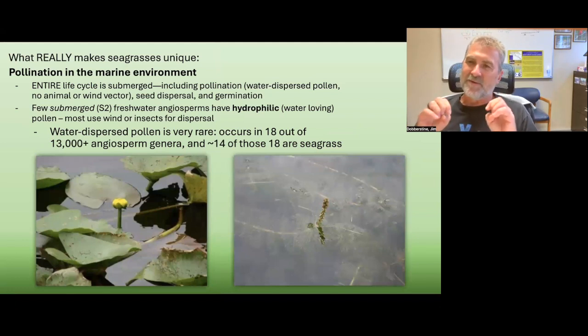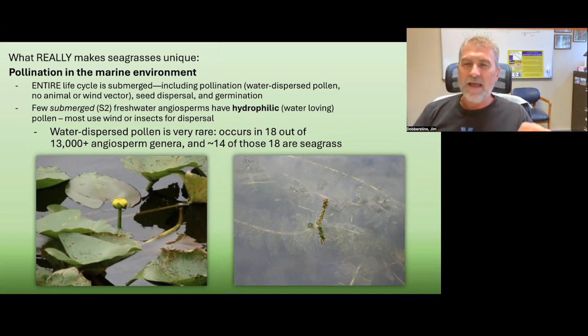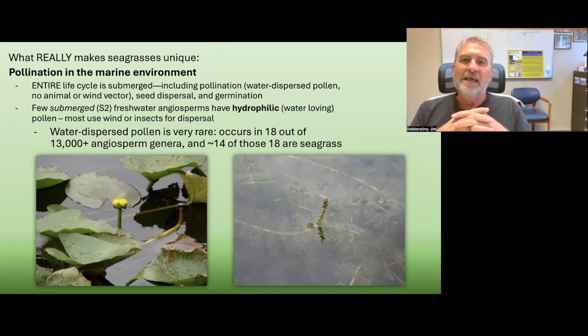So one of the things that really makes seagrasses unique is how they pollinate, right? Their entire life cycle is submerged, and this includes pollination. So they have water dispersed pollen. Terrestrial plants can pollinate in a variety of ways. In some instances, that pollen is carried by the wind. Those of you with seasonal allergies probably know that very well. They can be pollinated by other organisms.